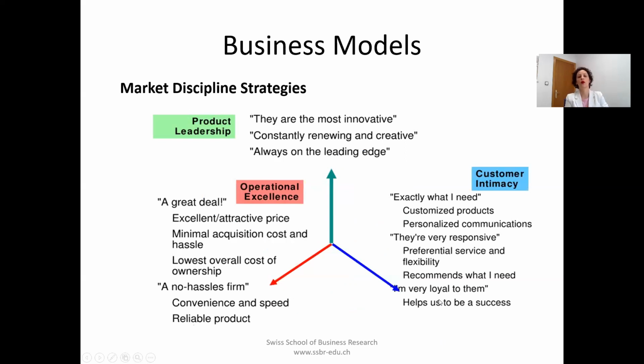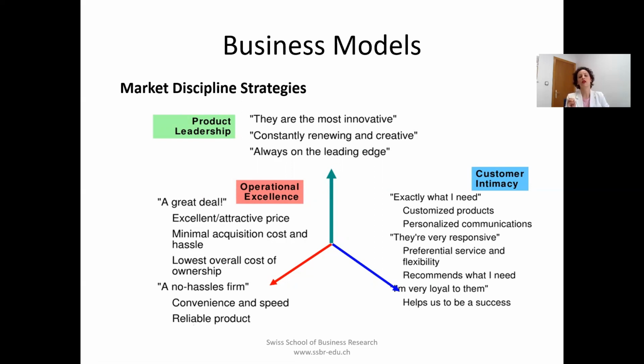Now let's look at the different market discipline strategies. Like I said, there are a number of different strategies that we can follow, and these are the three main ones. These are also called Porter's generic strategies. No, excuse me. There are two of these that are part of Porter's strategies. So let me explain them to you today.